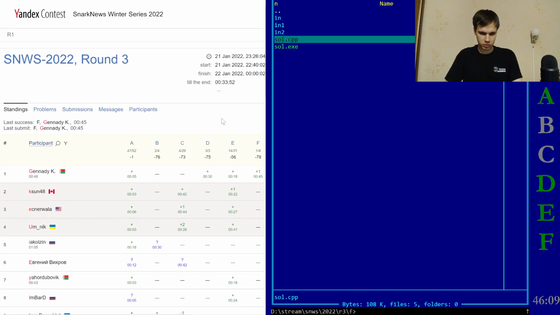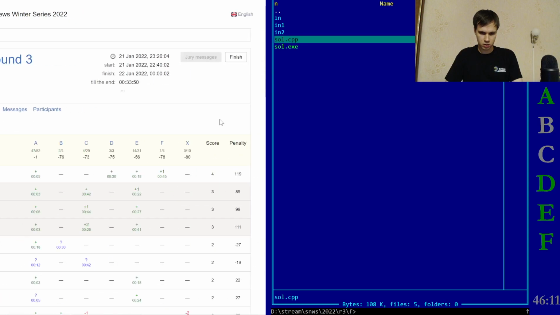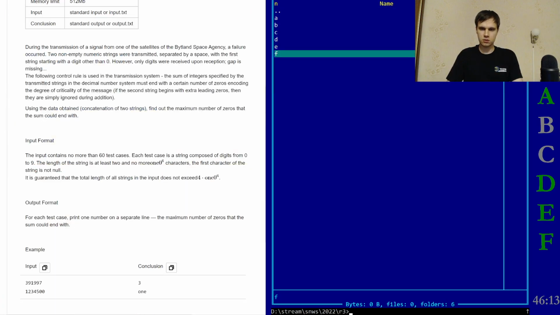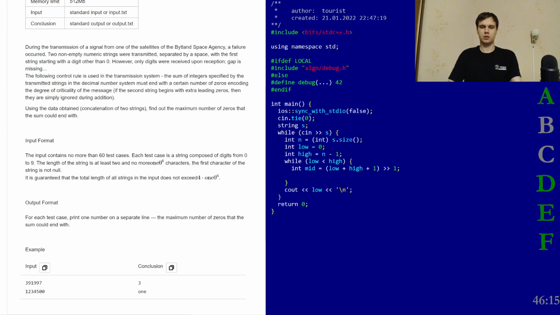Yeah, I should probably do C at this point. So yeah, I was thinking about binary search, but I'm not sure because, yeah, the second length can be smaller. And the second number can be shorter than the actual number of zeros, which is tricky.